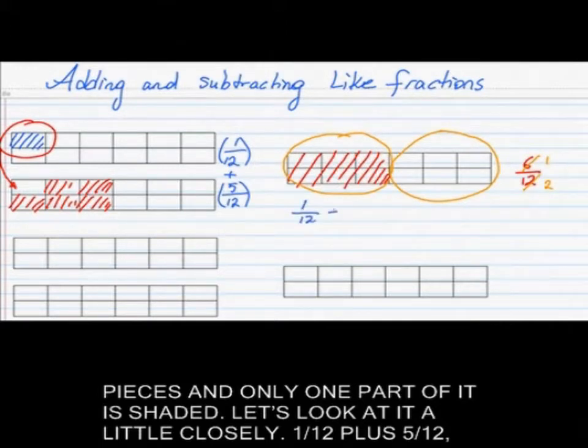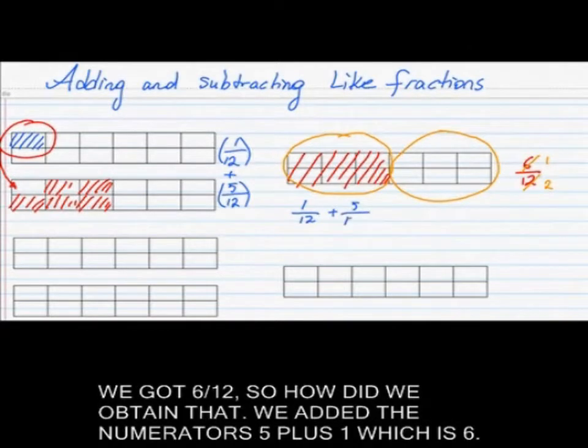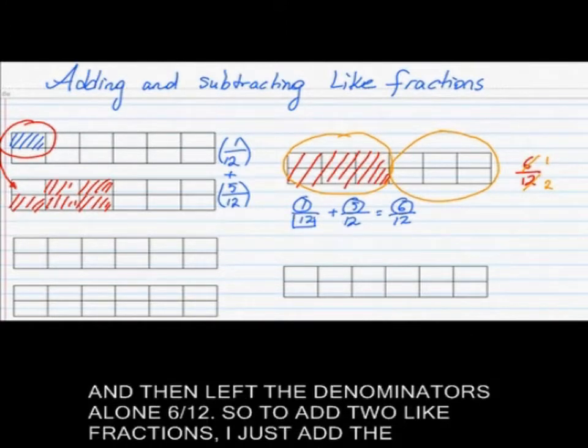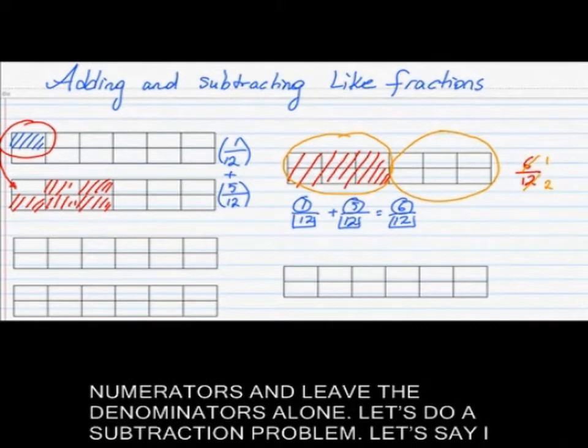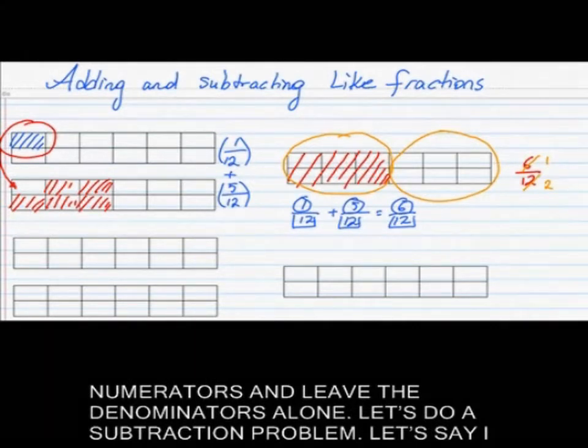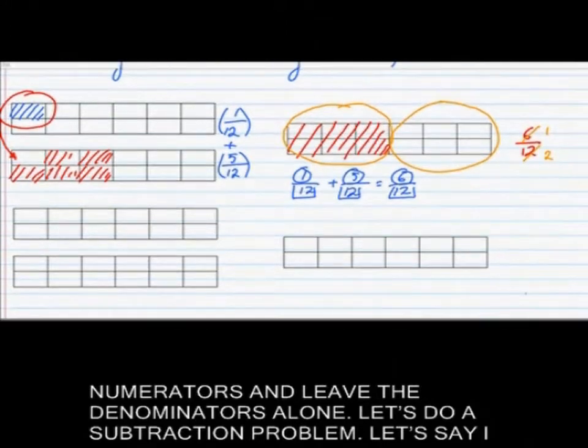1/12 plus 5/12, we got 6/12. So how did we obtain that? We added the numerators, 5 plus 1, which is 6, and then left the denominators alone, 6/12. So to add two like fractions, I just add the numerators and leave the denominators alone. Let's do a subtraction problem.